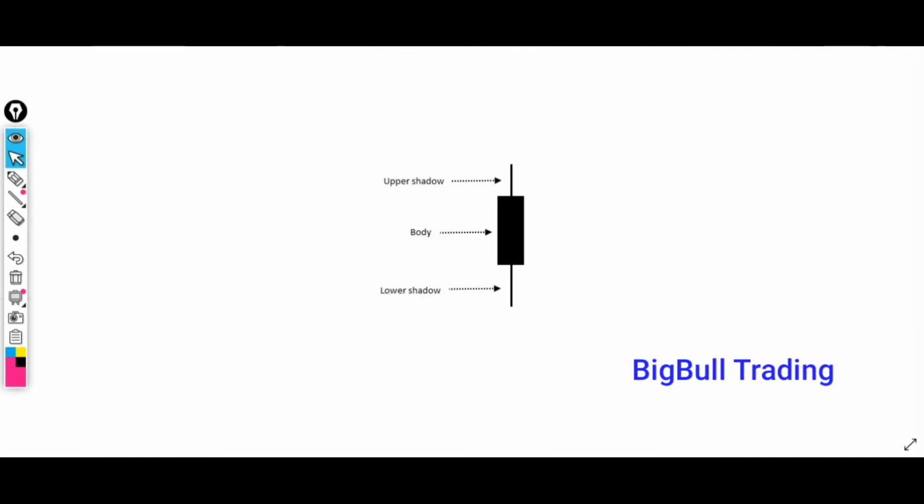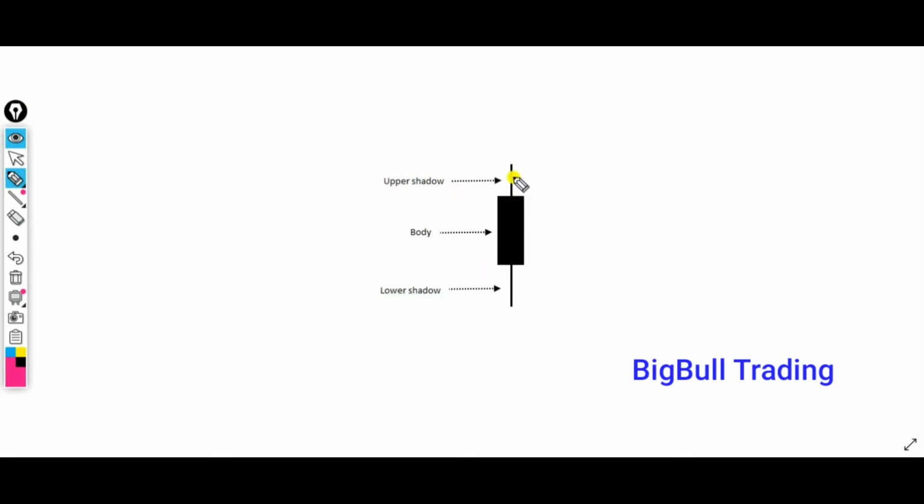So first we will start without wasting time. Directly I will show you the candlestick patterns. As you can see, this is the basic candlestick pattern. This is the bar. So the candlestick bar looks like this.